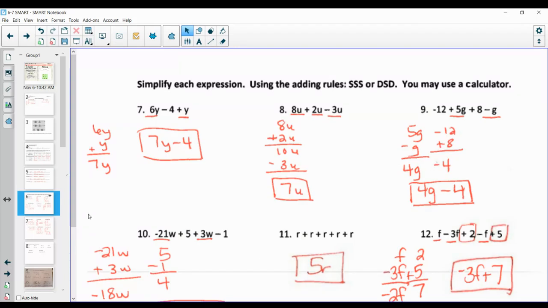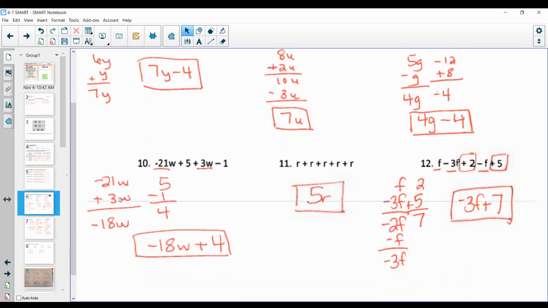You are doing what we just did on the warm-up. So you're combining your like terms. Remember, it must have the same variable and exponent to be like terms. So check your work with mine. And if you are not feeling confident about your SSS or DSD, just use the calculator, okay? Number 10, it's below that negative 18w plus 4. All right, so there are the answers to that.